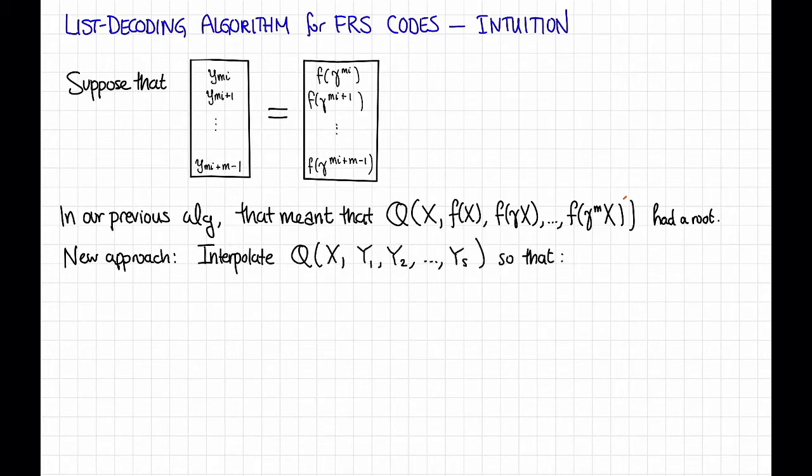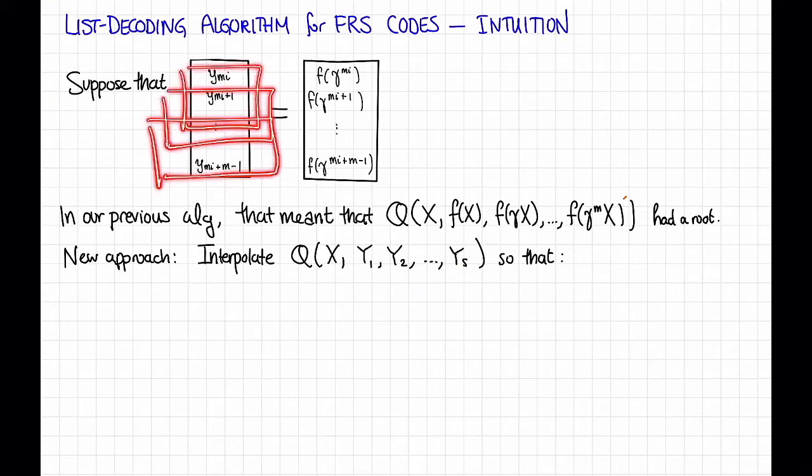So now what we're going to do is we're going to interpolate a polynomial Q in a variable x, and now s variables y1 through ys, where s, remember, is some parameter that is less than or equal to m, the folding parameter. So we're going to have fewer variables now. So we're going to interpolate this polynomial so that it vanishes sort of on a whole bunch of sliding windows here of width s.